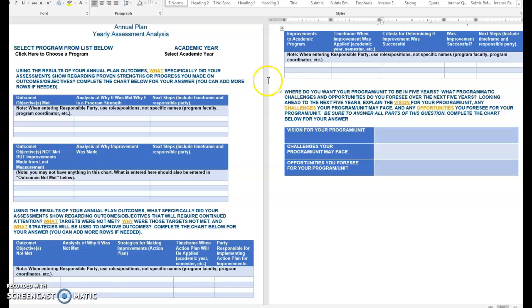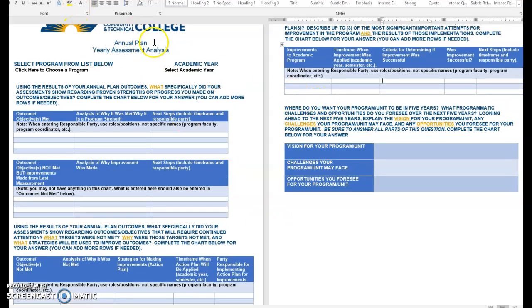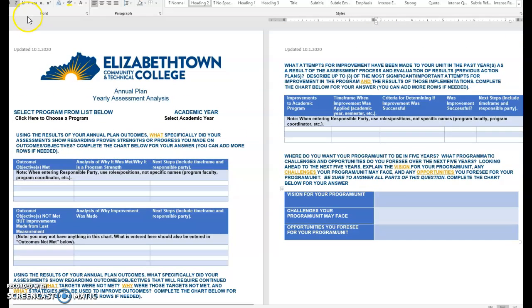The final question is only on the annual plan. So once you're finished with the previous question on the program learning outcome form, that's the last question. On annual plans, you're also going to be asked to explain where you want your program to be in the next 5 years. So what challenges and opportunities do you foresee? Looking ahead, explain your vision for your program, any challenges you may face, and any opportunities you foresee. Make sure you complete all these questions and answer them each in the chart below. And this concludes how to complete your yearly assessment analysis.